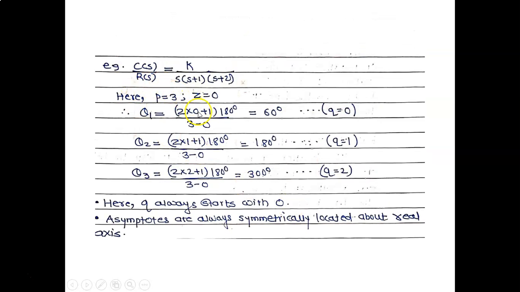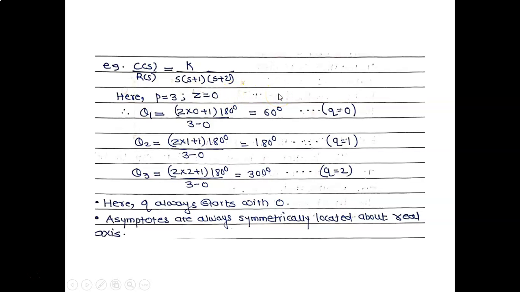Now consider, for example, C(s)/R(s) = K divided by s into (s + 1) into (s + 2). Therefore, here the number of poles P is equal to 3, that is s = 0, s = -1 and s = -2. The number of zeros is 0, that is Z = 0. Therefore P - Z = 3 - 0 = 3.